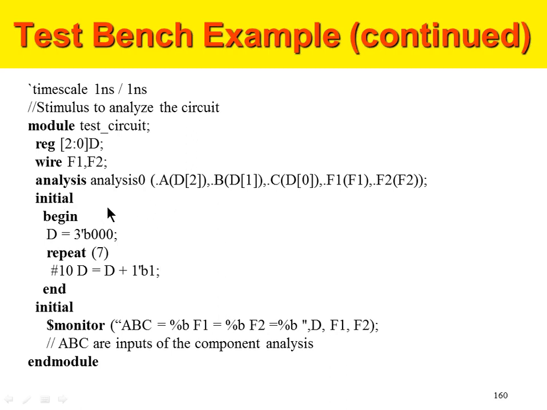How do I change the inputs after doing the port mapping? I declare an initial block, initialize the input to some value and change my inputs as required. In this case, we are incrementing it with some time delays. End it. We use a $monitor to keep track of the input and the output values. So this message will be repeatedly displayed in the simulation window whenever any of these values change, D or F1 or F2. End module.